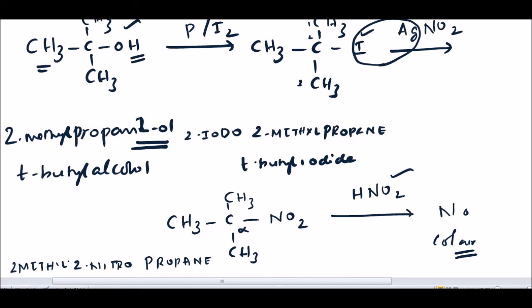2-nitro-2-nitrosopropane itself is blue in color. In the tertiary alcohol, one more step is missing. It does not react with nitrous acid as it does not contain an alpha hydrogen atom. Unfortunately, it's a colorless substance. So that we can have a difference between primary, secondary and tertiary alcohol. And this is about the Victor Meyer test.